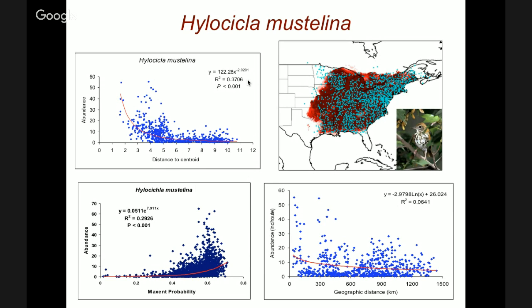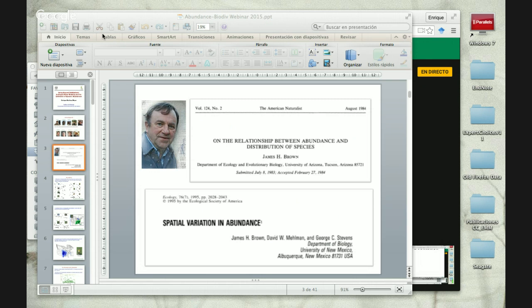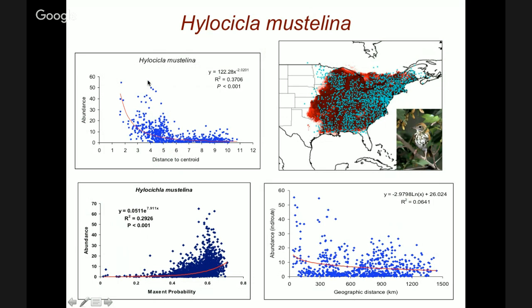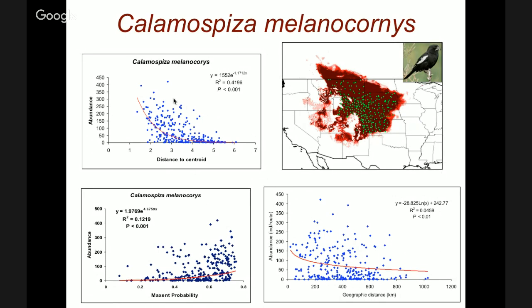two things. First one, here in the distance to the niche centroid, there is an inverse but not linear relationship. There's always this shape of the curve, and there is also a lot of dispersal of the data, mainly in areas near the centroid, or what we call the optimal areas. And this is constant across all the species that we analyzed.